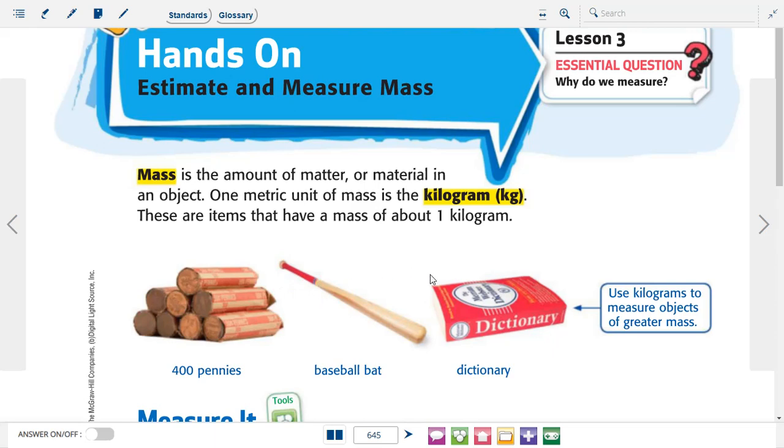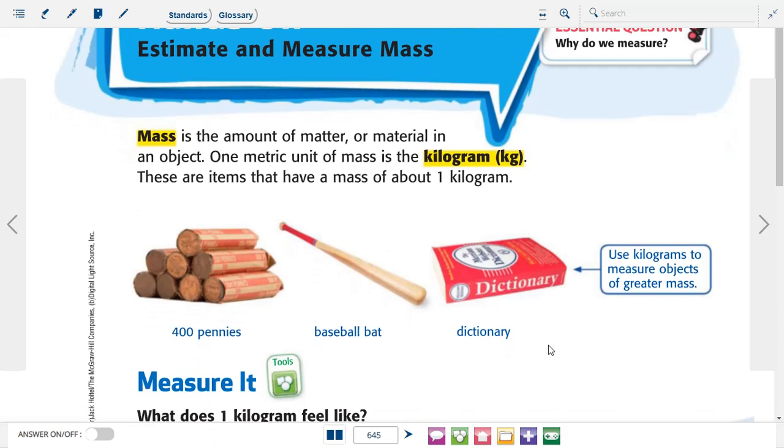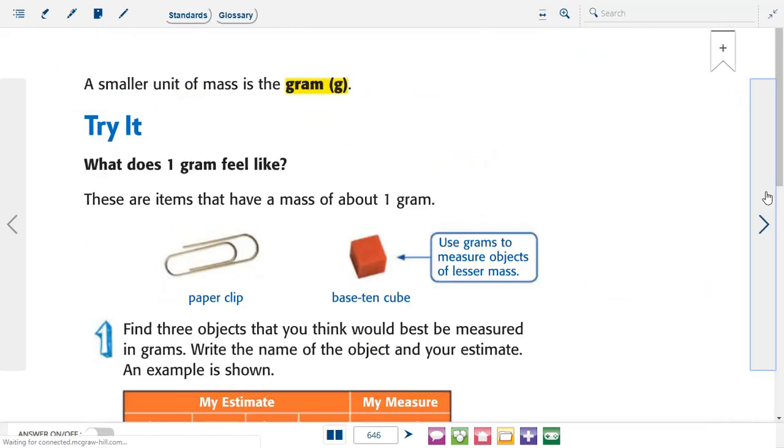So in the metric system, we use kilogram to measure the mass of great mass objects. Okay, so if objects are big and you think that they weigh a lot, we use kilogram to measure them because they are heavy. Okay, so we use kilogram to measure the mass of heavy objects. This is the only information I want you to know from this page. Skip measure it and open the next page.